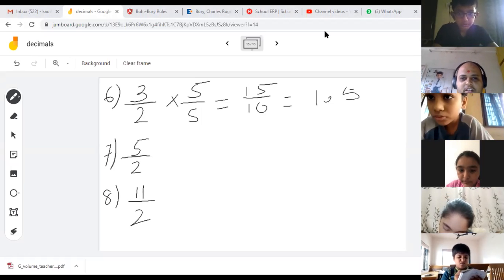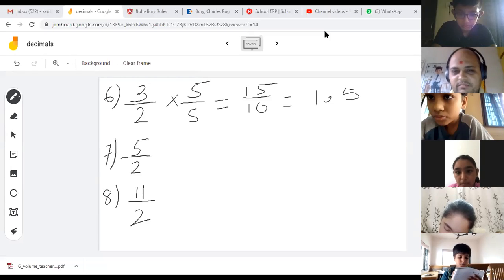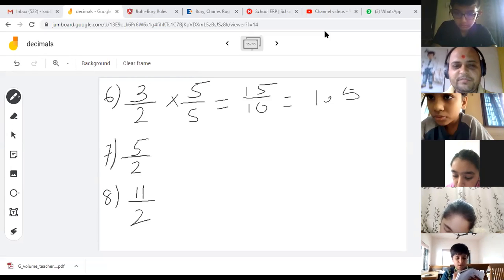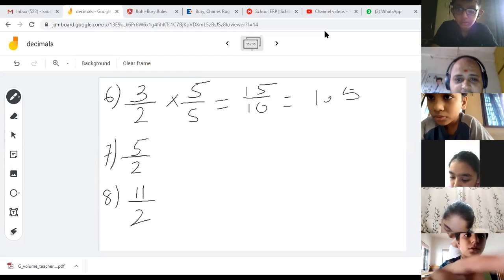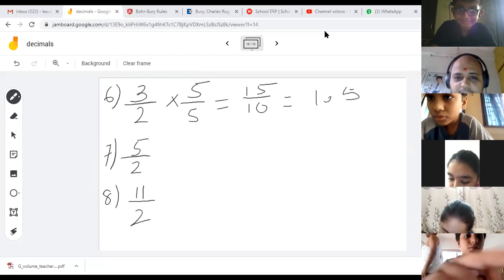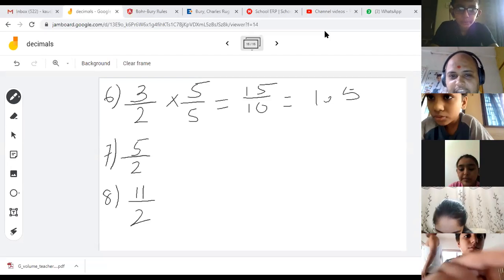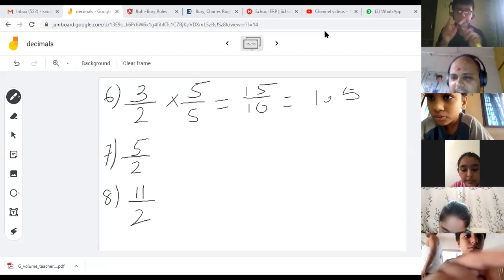Very good. So many correct for number 7. Number 8. Easy. Dvij Patel, incorrect answer. Come on, you can do better. Dvij, come on, think fast. Very good, Mahir. Good job.